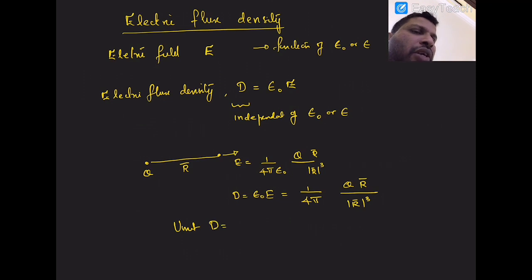And the unit for D is coulombs per square meter, or in general coulombs per meter square. So I hope this is clear to you. Thank you.